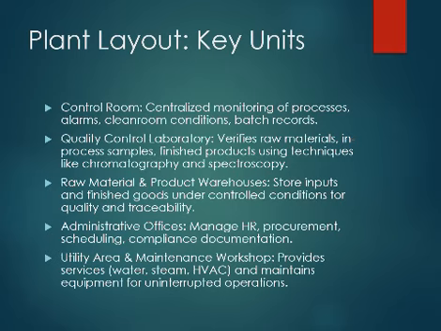For the raw materials and product warehouses, they store input and finished goods under controlled conditions for quality and traceability. Administrative offices. They manage human resources, which is the HR, procurement, scheduling, compliance documents. Utility area and maintenance workshop provide services like water, steam, HVAC. HVAC is the heating, ventilation, and air conditioning, and maintains equipment for uninterrupted operations.